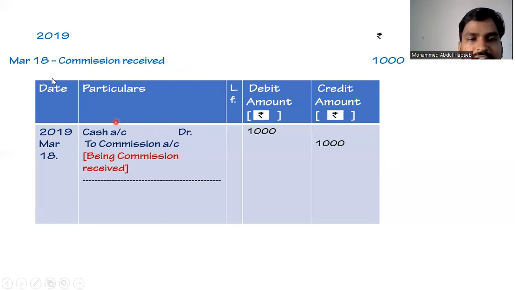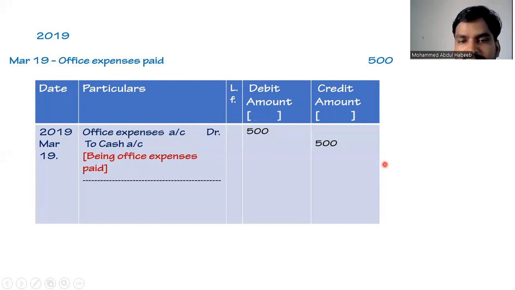Coming to the next transaction, which is on 2019 March 18. Commission received 1,000 rupees. So here the date will be taken as 2019 March 18. Commission received in the sense cash is coming into the business. So cash will be debited and the name of the income will be credited. The cash is being received in the name of commission. So commission is an income. So it will be recorded as cash account debit 1,000 to commission account 1,000, and the narration will be being commission received.